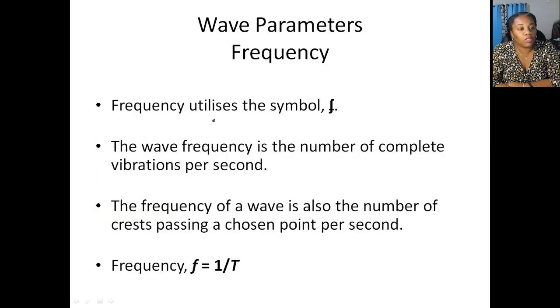So now we're going to go into frequency. Frequency utilizes the symbol F, or italicized F. The wave frequency is the number of complete vibrations per second. The frequency of a wave is also the number of crests passing a chosen point per second. So to calculate frequency, use the same equation we use for period and just transpose. So frequency is equal to 1 over period or time.